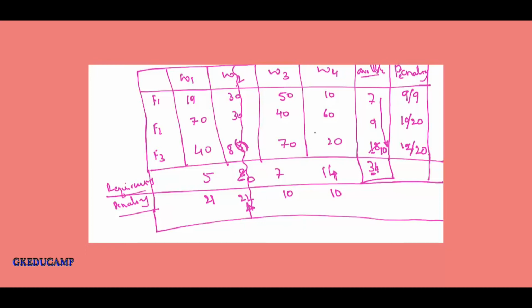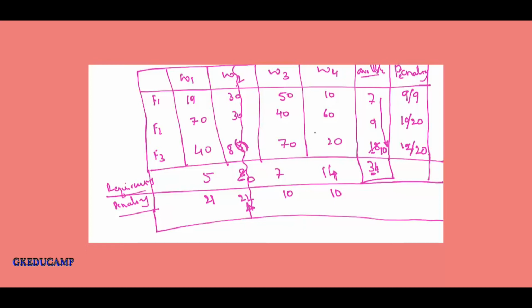So here you will get 20 as the penalty, and again go and solve column wise: 19 minus 40, again 21 is the penalty. W2 you can't solve because we have already solved this one, so it will become 0. In 50, 40, 70, here you will get again 10 as the penalty, and 10, 60, 20 minus 10, 10. So these are the second penalties.